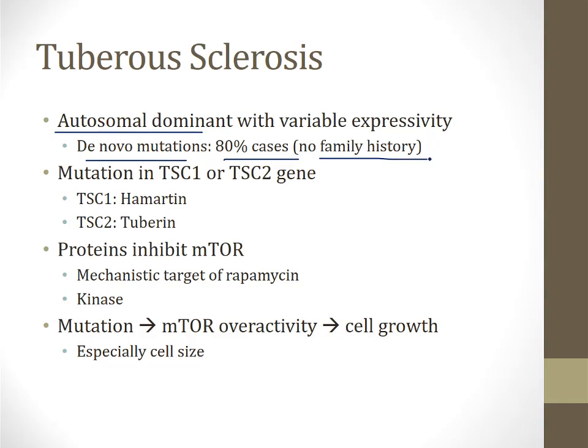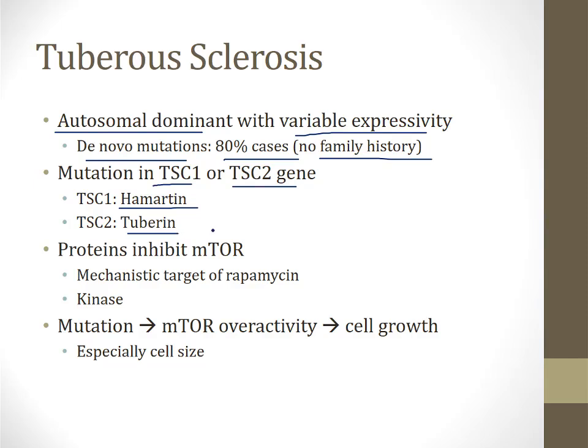In addition, tuberous sclerosis has variable expressivity, so not all individuals in an affected family will have the same degree of disease. The genes that cause the disorder are labeled TSC1 or TSC2. TS stands for tuberous sclerosis. The TSC1 gene codes for a protein called hamartin. The TSC2 gene codes for tuberin.